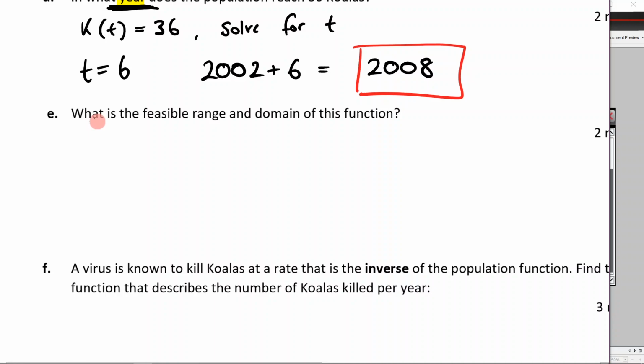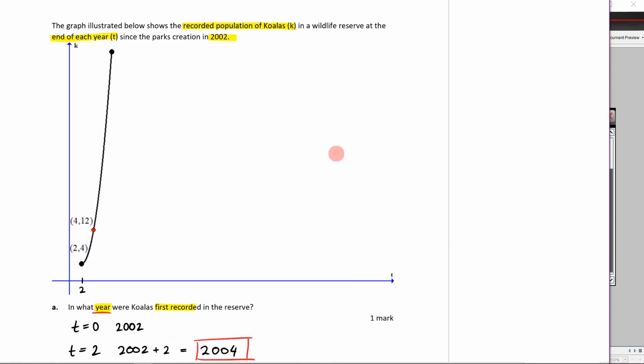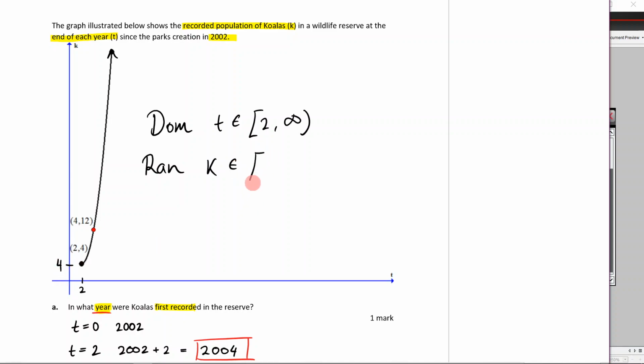Next, it says, what is the feasible range and domain of this function? Okay, so let's come up here, zoom out. We have to write down what the feasible domain and range is. Well, my domain is going to be all my t values. So t is an element of, well, I start at 2 and I include it, and this could go on forever. It could just keep on going on. I know that it looks like there's a point there, but that should be like that. And then my range would be k is an element of, well, this is 4. So it's going to be 4 to infinity. And those would be my answers.